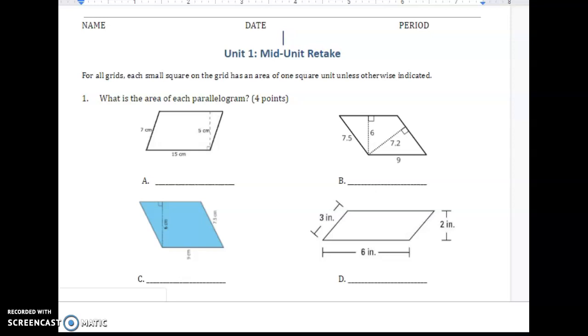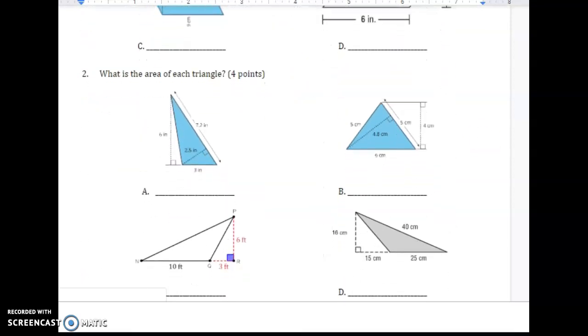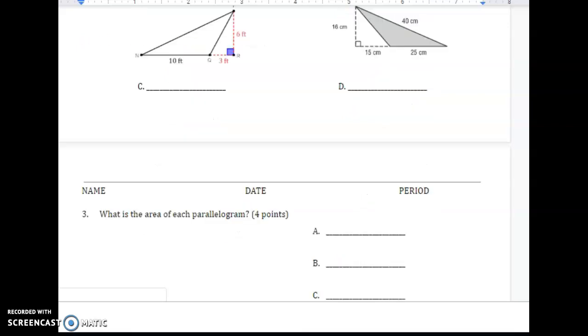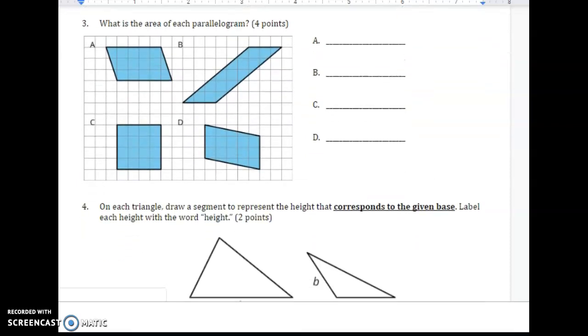Unit 1 Mid-Unit Retake. For all grids, each small square on the grid has an area of 1 square unit unless otherwise indicated. Question 1. What is the area of each parallelogram? Question 2. What is the area of each triangle? Question 3. What is the area of each parallelogram?